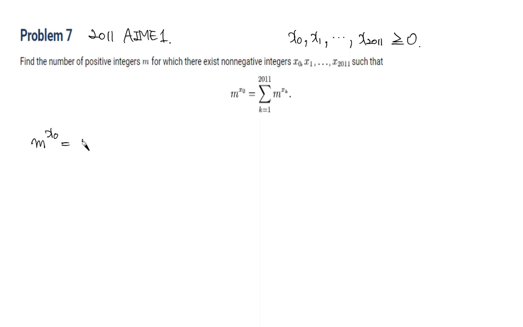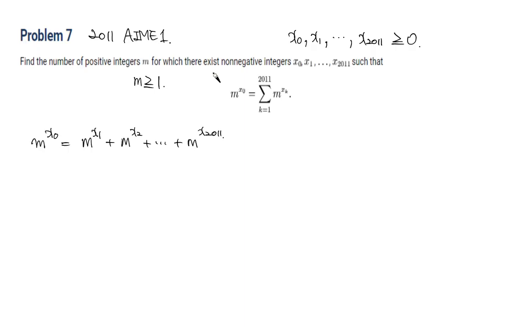So m times x to the power of 1, and m times x to the power of 2, and so on, plus m times x to the power of 2011. Okay, so right now we have m, which is a positive integer, so m is supposed to be a positive integer, and x naught is supposed to be some non-negative integer.